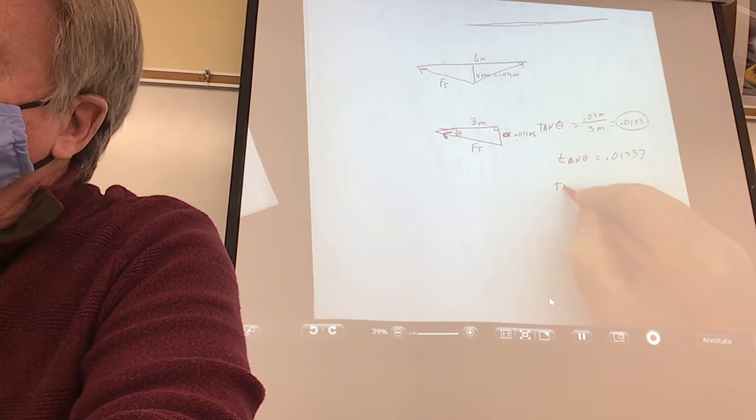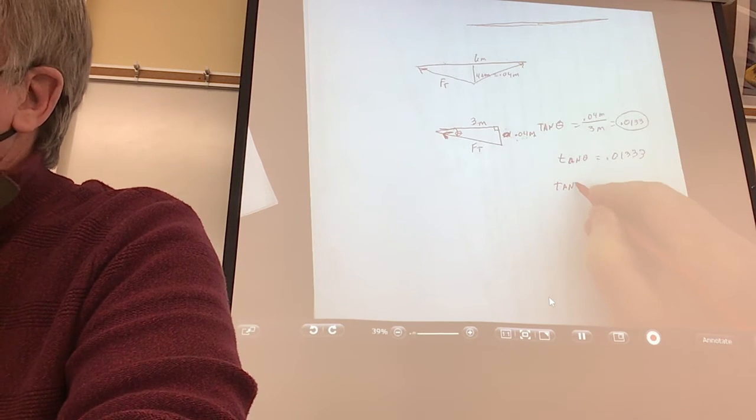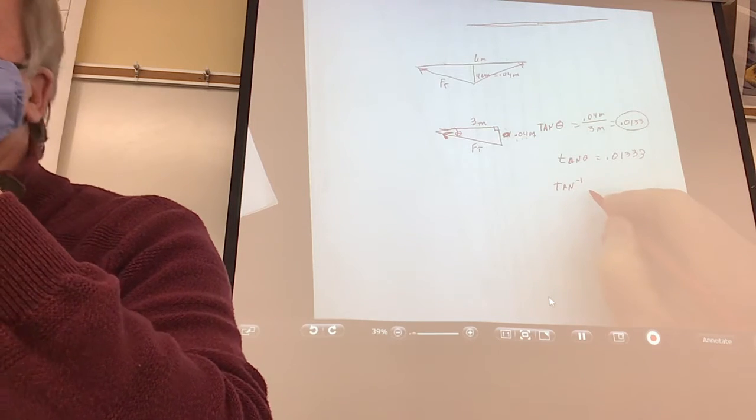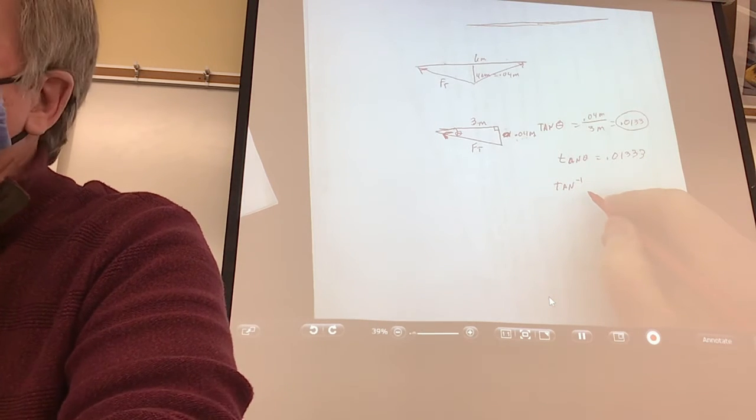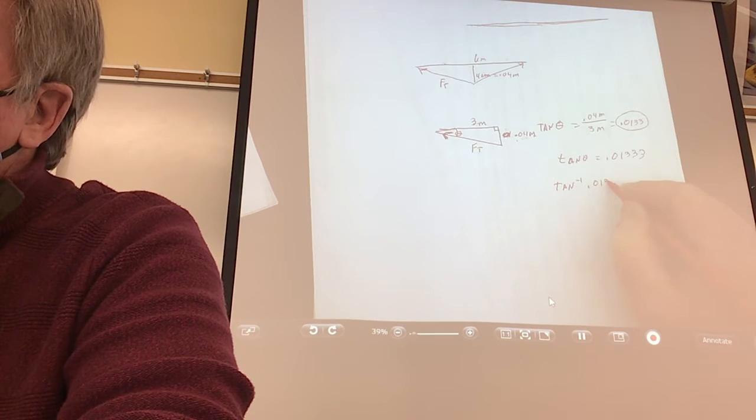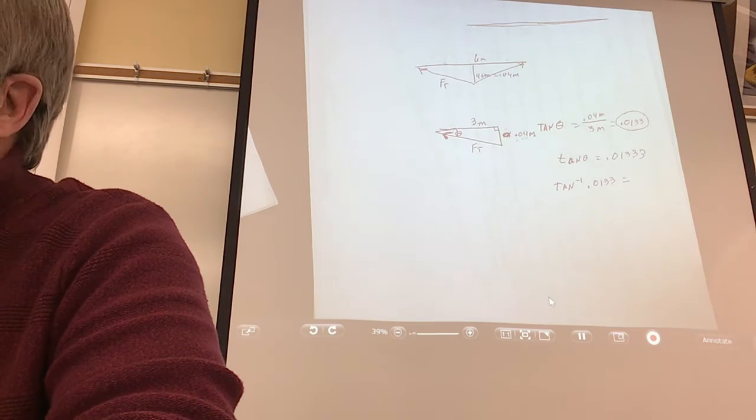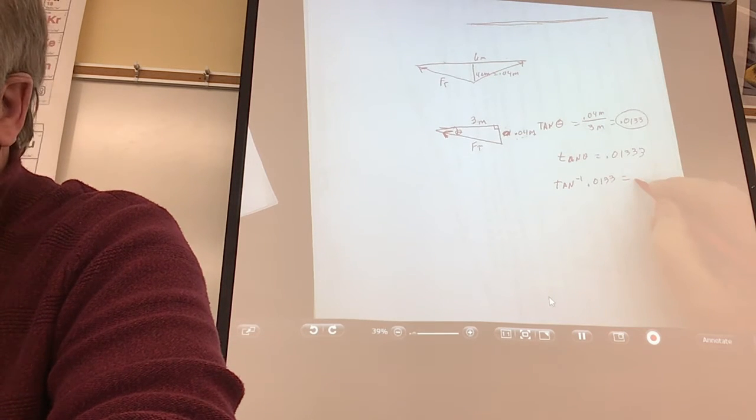You said you call it cotangent in your class? Okay, the physics books would probably say tangent minus 1 or inverse tangent. What is the inverse tangent of 0.0133? All right, somebody else. Clayton, do you have that one? What's the inverse tangent of that?